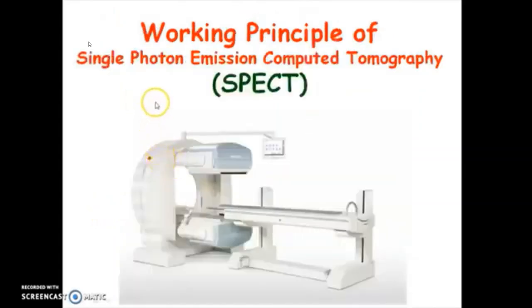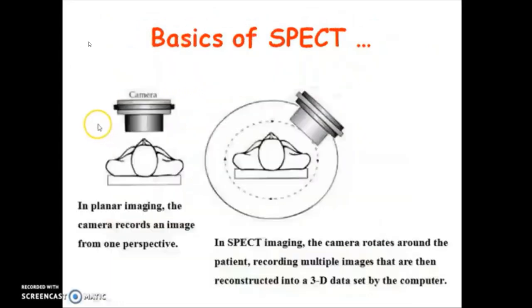Let us see the working principle of SPECT, that is, single photon emission computed tomography. In planar imaging, whatever we have seen so far, the patient is stationary, the camera is also stationary, and the camera records an image from one perspective, that is, a single direction. As soon as we give the radioactive isotope, the patient emits gamma rays, and the gamma rays that strike the gamma camera are captured, and finally an image is formed from one perspective.